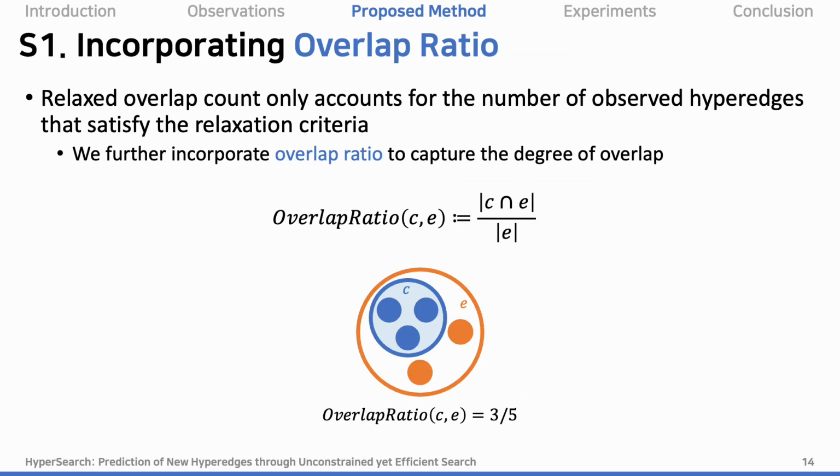To reflect how much a candidate overlaps with observed hyperedges, we define an overlap ratio. It measures the ratio of overlapping nodes to the size of the hyperedge. For example, if the candidate overlaps with a hyperedge of size 5 and shares 3 nodes, the overlap ratio is 3/5. This allows us to capture not just the number of overlaps, but also the strength of each overlap.